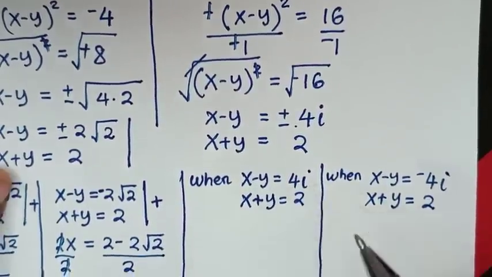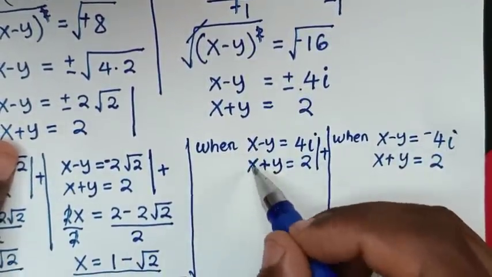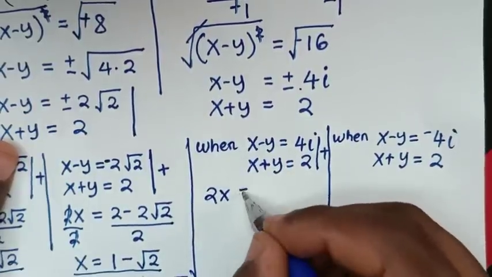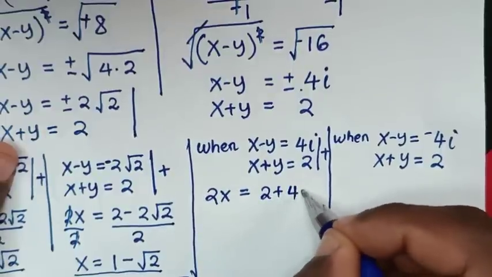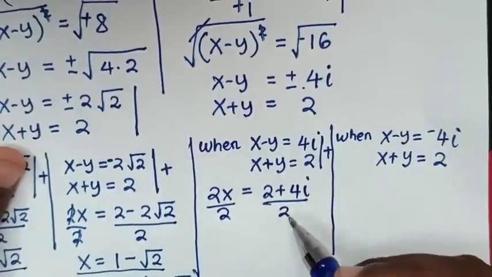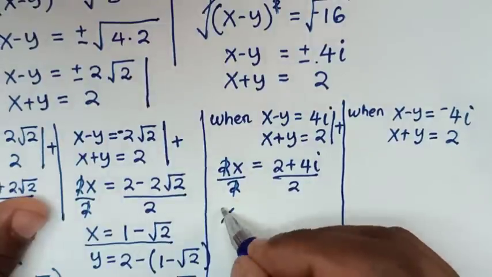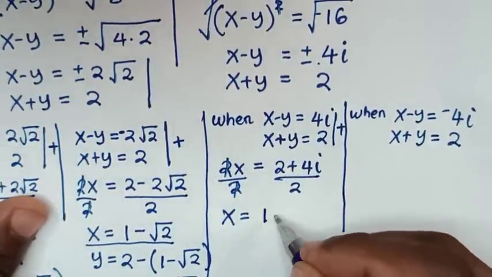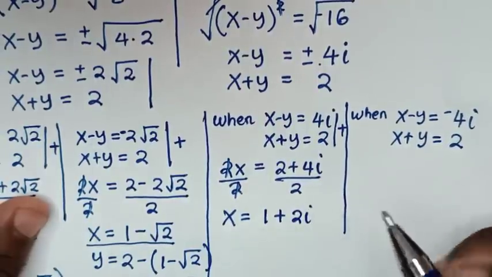Then we solve this by the elimination method. So we'll add these two equations. x plus x is 2x. Negative y plus y is 0. Then it is equal to 4i plus 2, it is 2 plus 4i. Then we divide by 2 on both sides, so this and this will cancel. Then x is equal to 2 divided by 2 is 1, then plus 4i divided by 2, it is 2i.